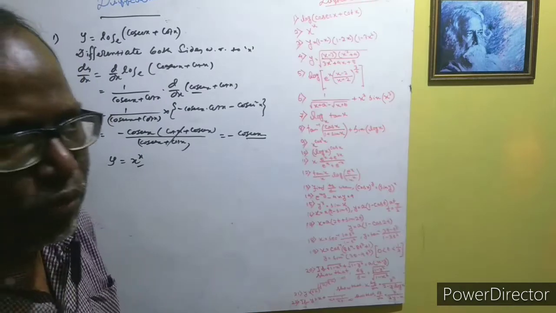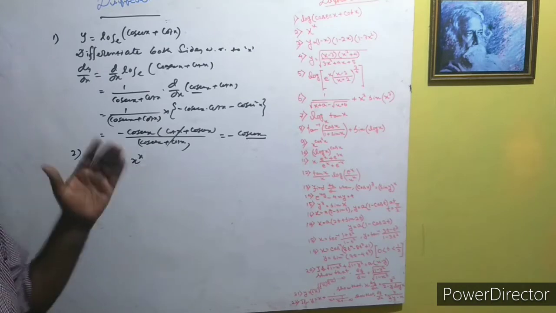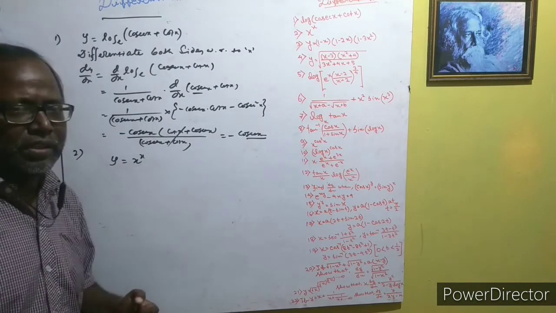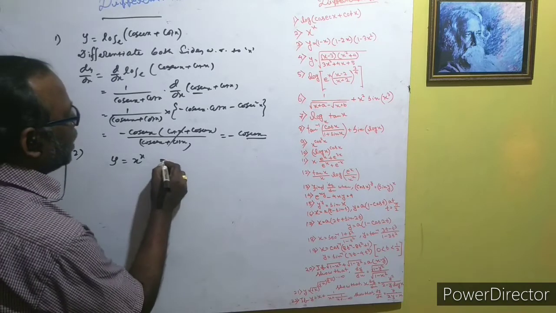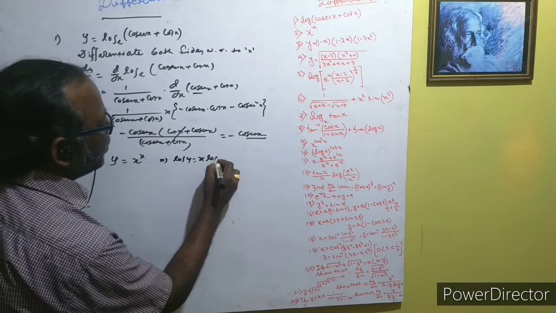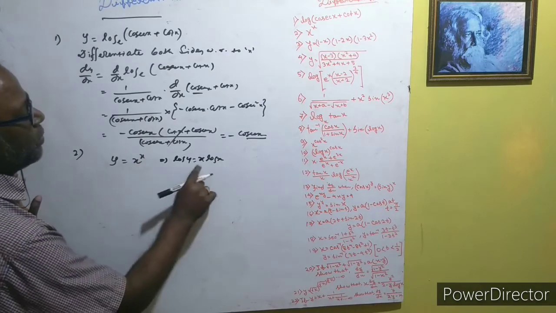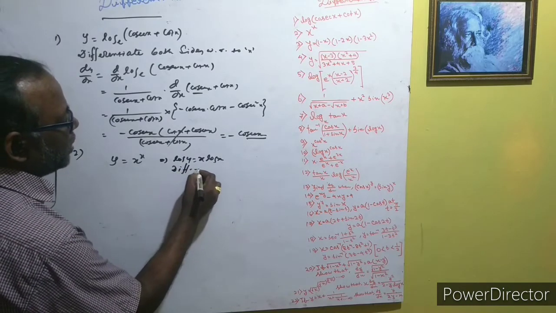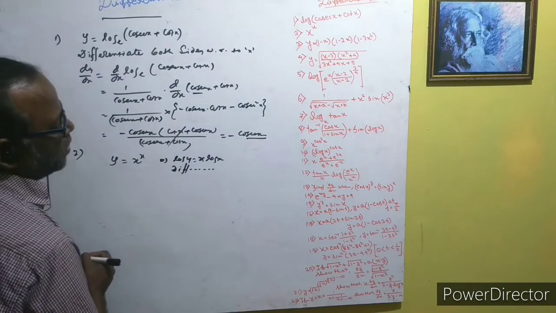But see here, in x to the power x, the base and the power are both variables, so we can't apply these two rules. That's why for this type of function we always take the logarithm on both sides, and then we can proceed with the differentiation. Taking log on both sides, the power x comes to the front by the rules of logarithm. Now differentiate both sides with respect to x.